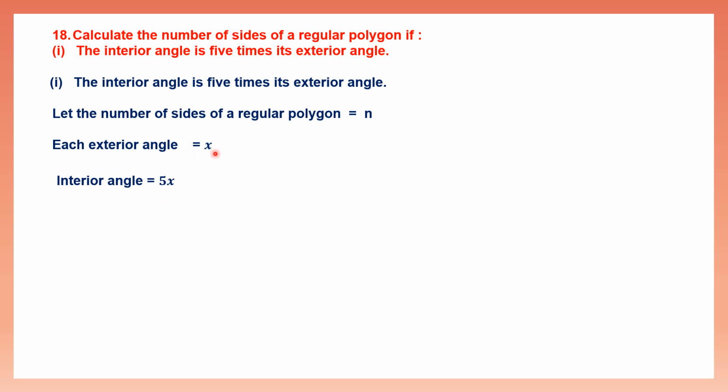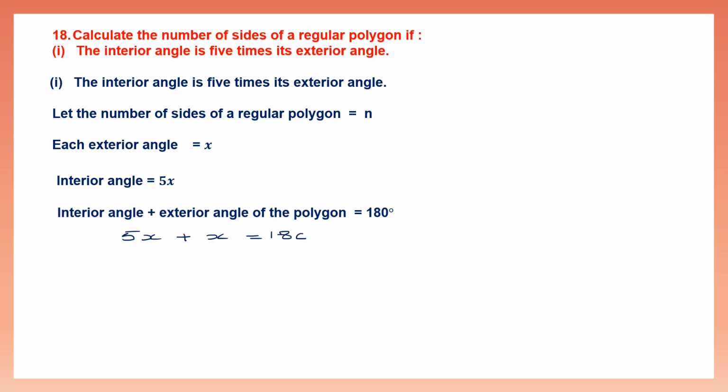So we know the exterior angle, we know the interior angle. Now we can find the number of sides by using one very important property of this, and that is interior angle plus exterior angle is equal to 180. Interior angle is 5x, exterior angle is x. Together they must add up to 180 degrees. So 5x plus x is 6x. 6x is equal to 180 degrees.